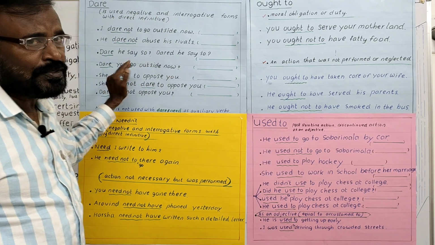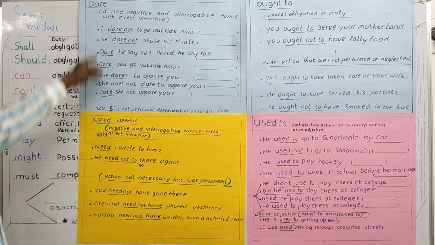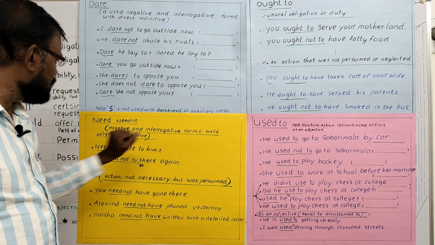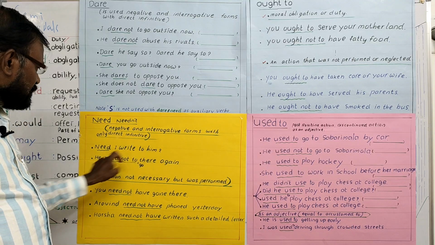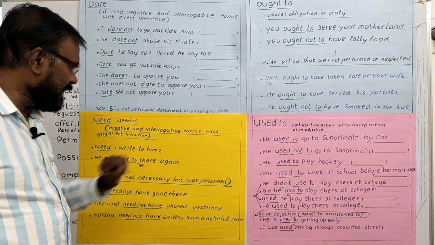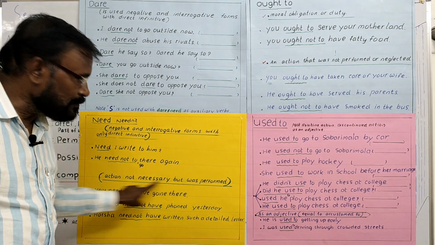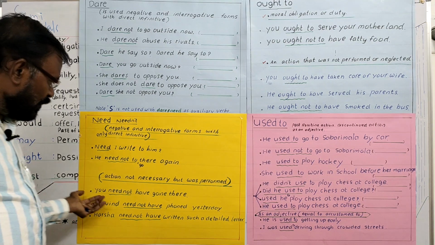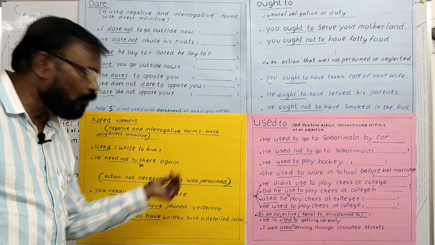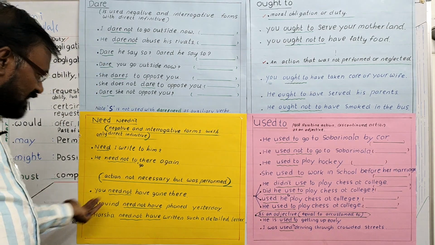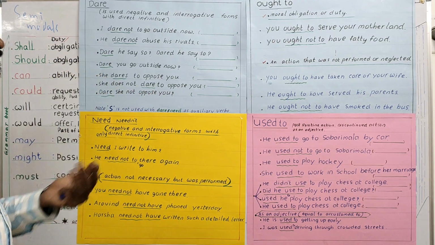And this is also used as the main verb. Need. It is also the same: negative and interrogative forms with only direct infinitive. Need I write to him? He need not go there again. It is used for an action not necessary but performed in the past. You need not have gone there, but you went there. Arvind need not have fooled yesterday, but he fooled. Harsha need not have written such a detailed letter, but he wrote that.